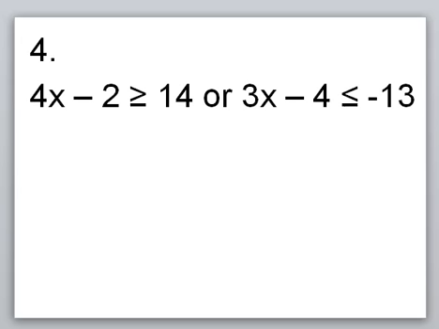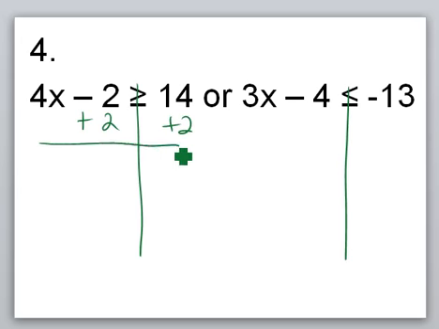The next example we have, and when I said we were going to get more difficult, all I meant was more steps in our solving of our inequalities. So we're going to add 2 on both sides. We've got 4x is greater than or equal to 16. Divide by 4 on both sides.